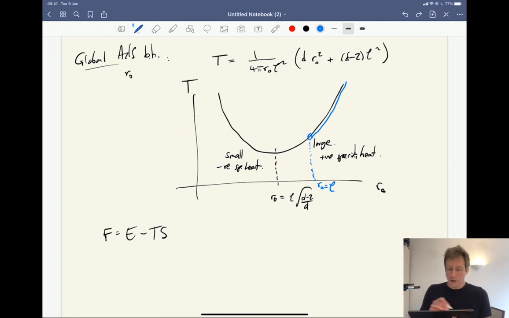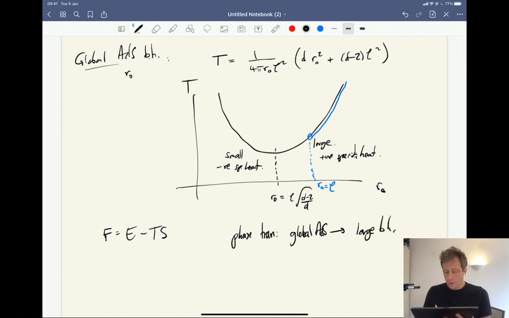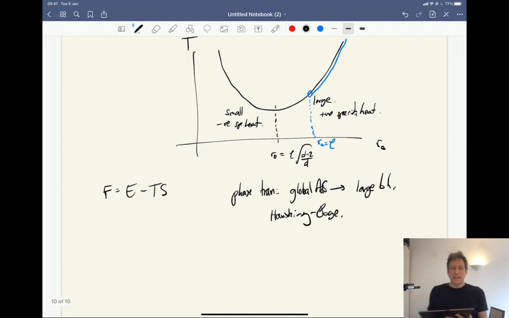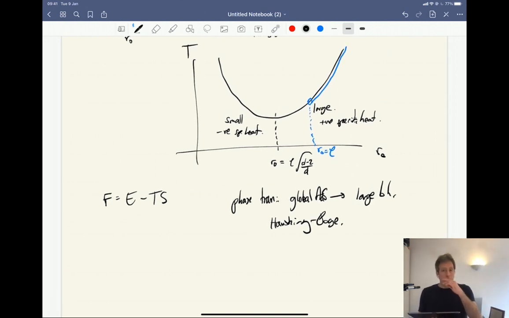And there's a phase transition. If you look at F as you will in the problems, there's a phase transition from global AdS to large black holes. And this was originally studied by Hawking and Page. This is the so-called Hawking-Page phase transition. And in CFT language, it is telling you that if you put a CFT on time cross a sphere at finite temperature and vary the size of the thermal circle, vary the temperature, then at some scale fixed by the sphere, there will be a phase transition.